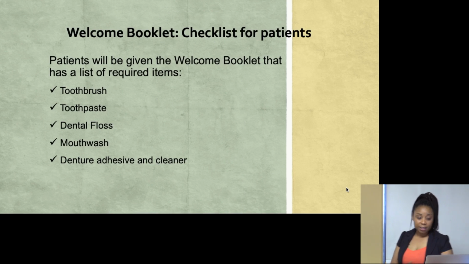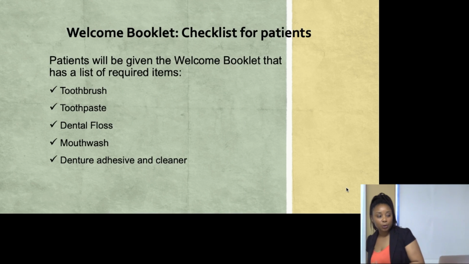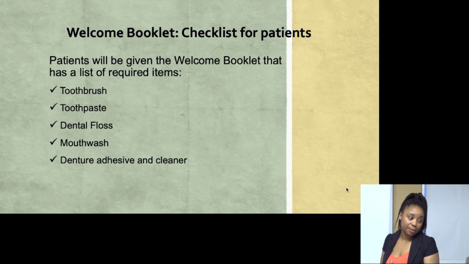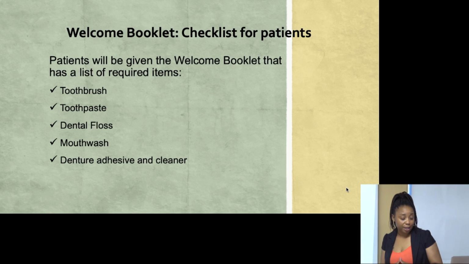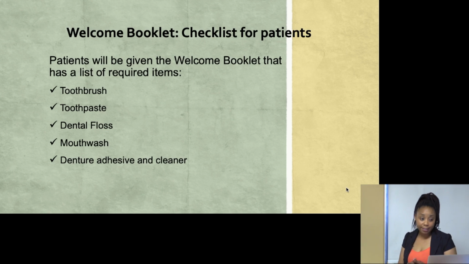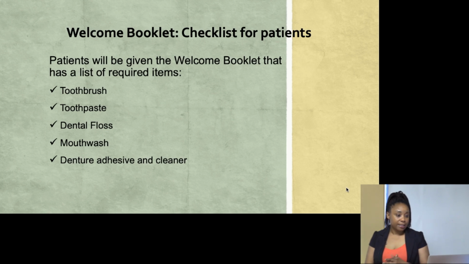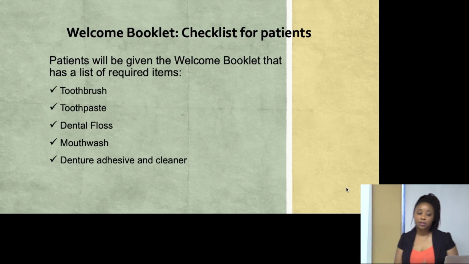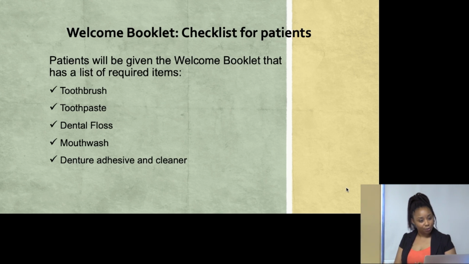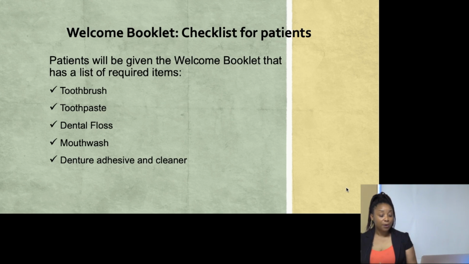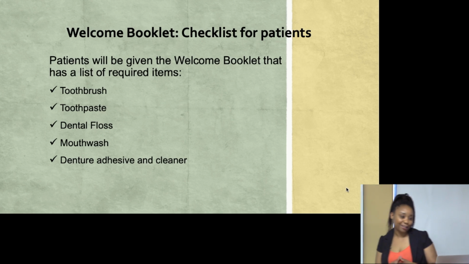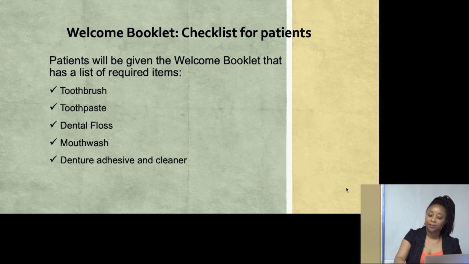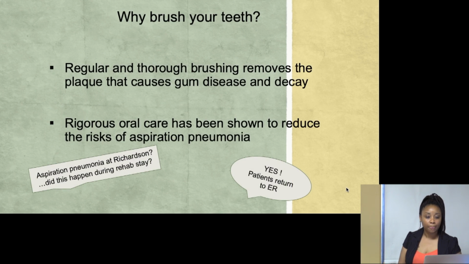When patients are admitted here at the Julius Richardson, we give them what we call the welcome booklet. In this booklet, it has a checklist for patients. It's an easy go-to place. It basically states some of the required items. Right there at the top of the list, you'll see toothbrush, toothpaste, dental floss, mouthwash, denture adhesive, and cleaner. All this, of course, is to take care of the patient's oral hygiene.